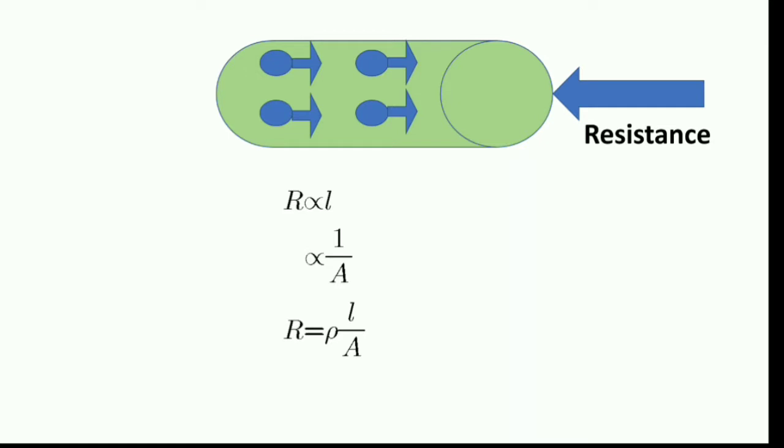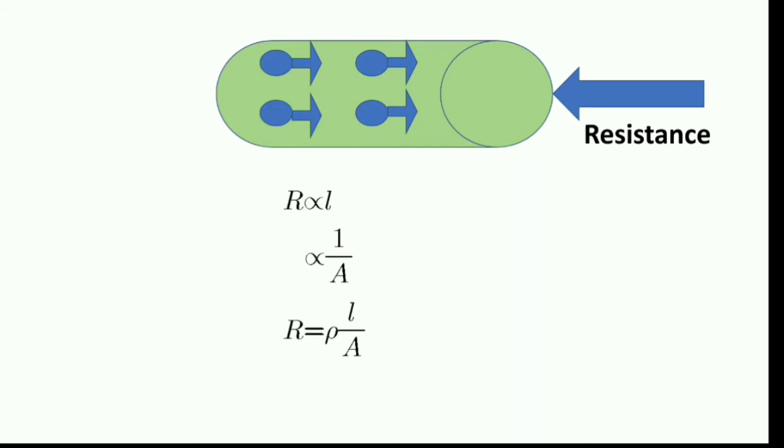Suppose the material is of length L and it has a cross-sectional area of A. Then the resistance offered by this material will be directly proportional to the length L and inversely proportional to the cross-sectional area A. So if the conductor is very long, the resistance will be higher, and the higher the cross-sectional area of the conductor, the lesser will be the resistance.